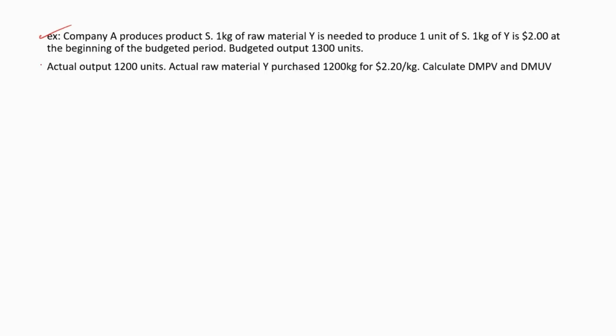Now, let's do this example. Company A produces product S. 1 kilogram of raw material Y is needed to produce 1 unit of S. This means 1 kilogram per unit.